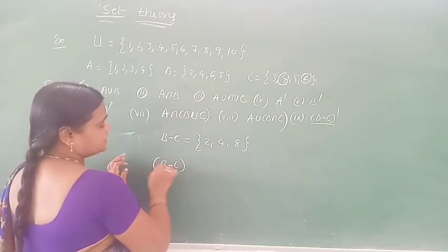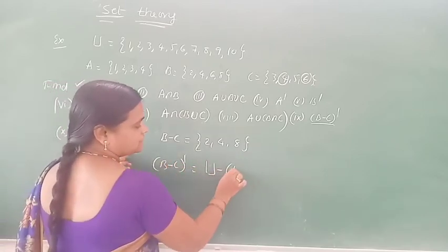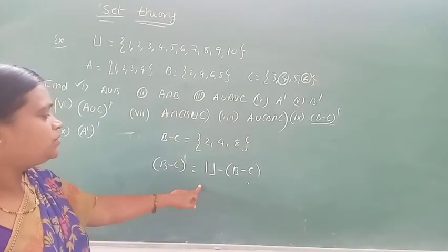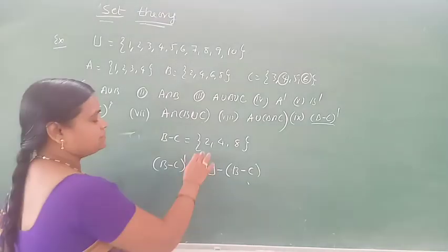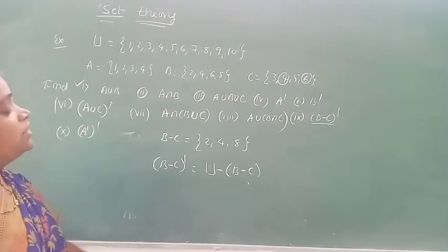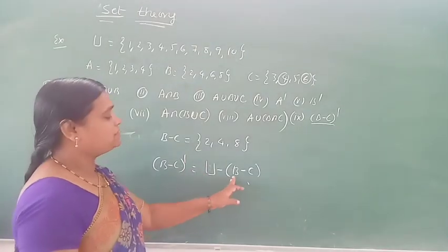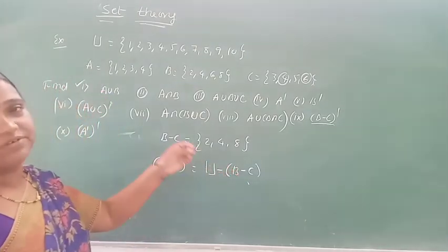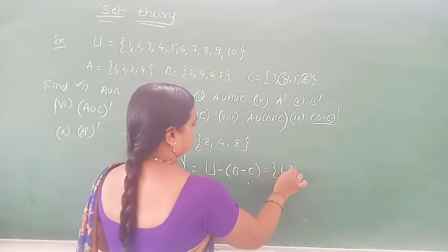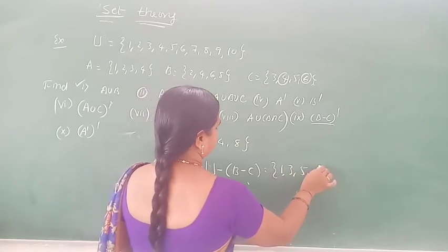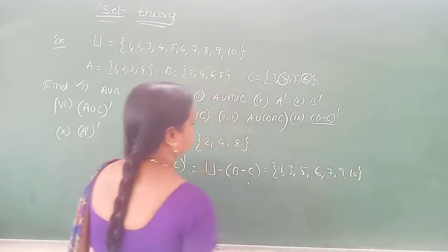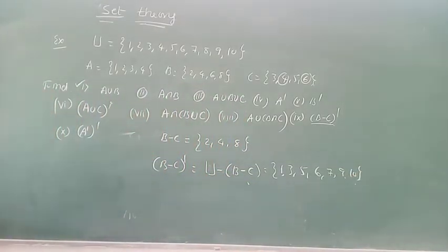Next, B minus C dash means U minus B minus C. Element present in U but not in B minus C. Means we have to remove these elements 2, 4, 8. Nodri B minus C dash andre ಯೂನಿವರ್ಸಲ್ ಸೆಟ್ ಆಗಿರಬೇಕು ಬಟ್ ಅದು ಎಲ್ಲೋ ಇರಬಾರ್ದು ಬಿ ಮೈನಸ್ ಸಿ ಅಂತ ಎಲಿಮೆಂಟ್ಸ್ ಏನು ಮಾಡಬೇಕು, ಡಿಲೀಟ್ ಮಾಡ್ಕೋಬೇಕು. ಅಂದರೆ ಯಾವ ಎಲಿಮೆಂಟ್ ಬರ್ತಾ ನೋಡ್ರಿ, 1, 3, 5, 6, 7, 9, 10. These are the elements belonging to B minus C dash.